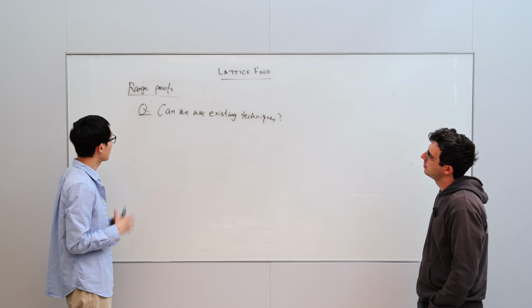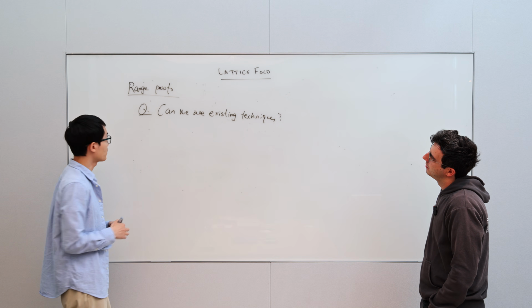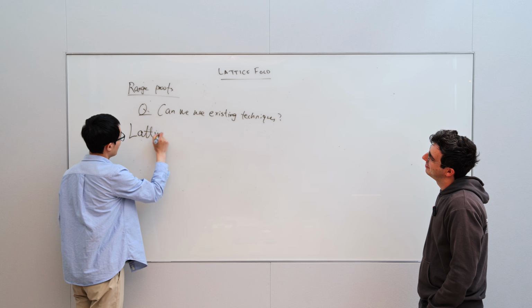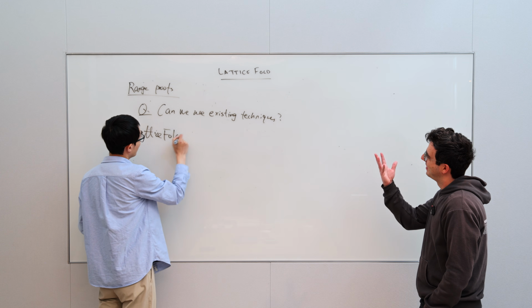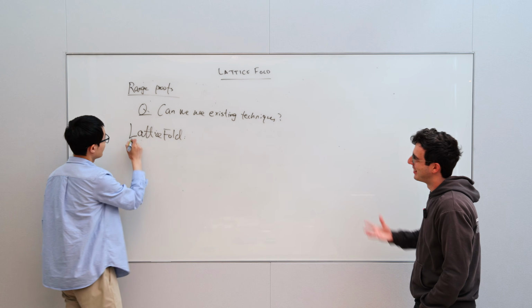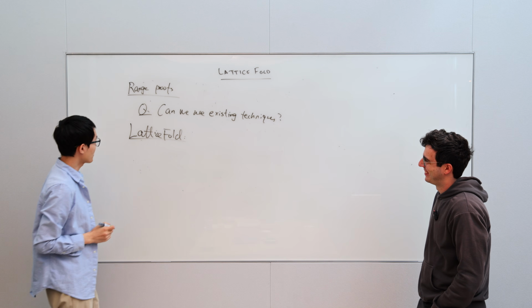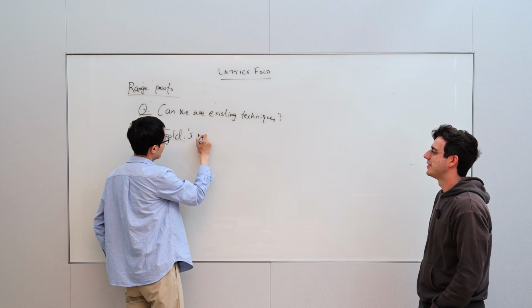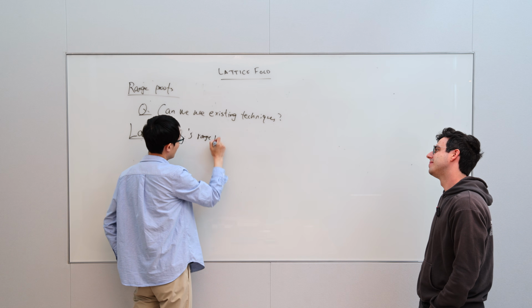And the first solution I want to mention is called LatticeFold. So finally, the title of the paper shows up in the movie, you know. Yes, finally the title shows up. And actually, I would call it LatticeFold's range proof because there is an end-to-end system.